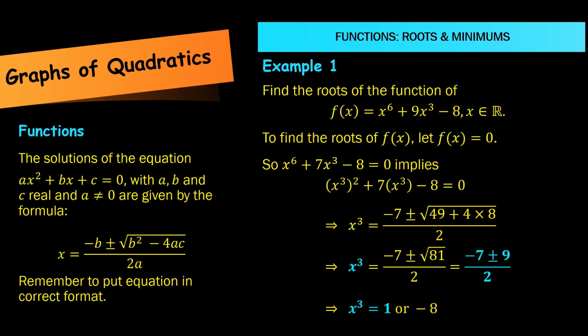Therefore, x cubed equals 1 or minus 8. And then cube rooting x cubed equals 1 gives us x equals 1, as shown. And cube rooting x cubed equals minus 8 gives us x equals minus 2.